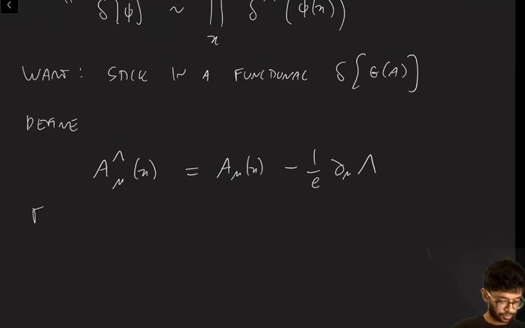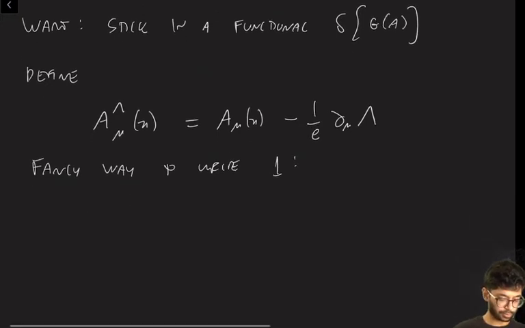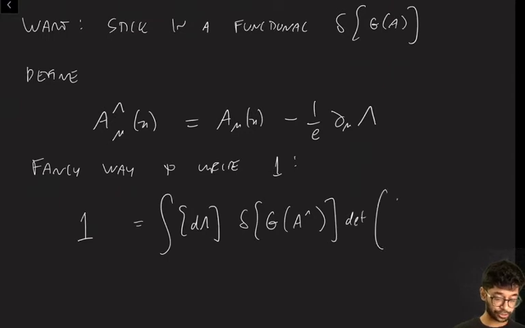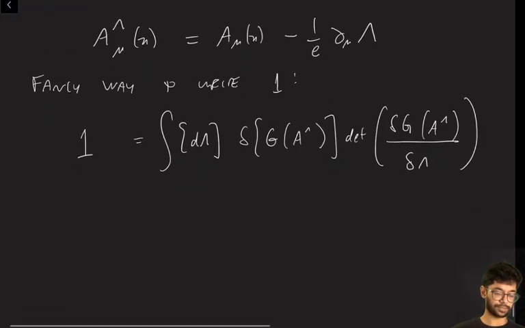So here is a way to write the number 1. 1 equals the integral over all gauge fixing functions times a delta function g of A of lambda times the determinant, the functional determinant of delta G A lambda d lambda. So this is maybe not obviously 1.